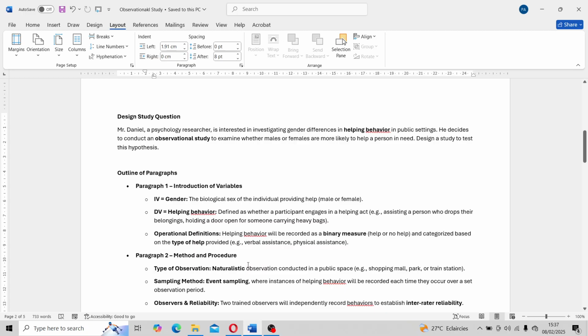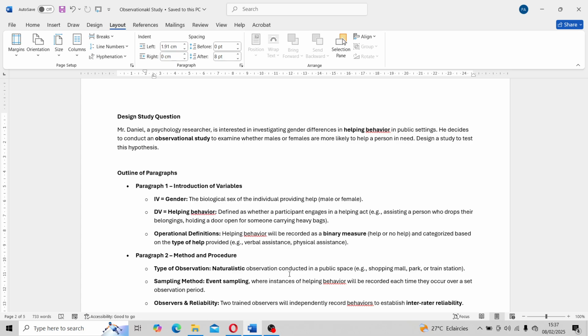Now, method and procedure: type of observation. Naturalistic observation conducted in a public space, such as a shopping mall, park, or train station. That depends on you. Pick one that you're going with in your study. Try as much as possible to also include more types of observation. Since we are going to encode the behavior into help or no help, that means you are also using structured observation. Can you see that? You can also decide to talk about non-participant observation.